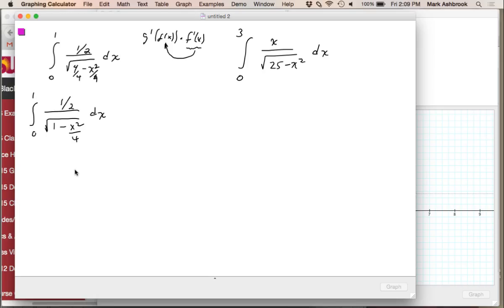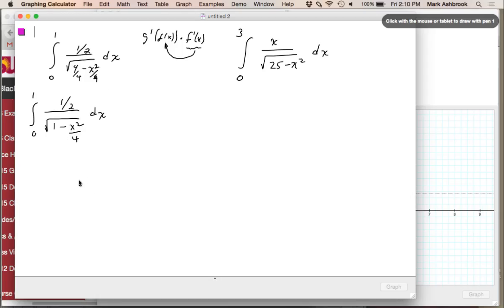So do you see what happened? We needed to get a 1. It needs to be 1 minus something squared for it to be the derivative of arc sine. So I divided the denominator by the square root of 4, and by doing that, it makes that a 1 and makes that x squared over 4 under the radical. And if I divide the denominator by the square root of 4, I've also got to divide the numerator by the square root of 4, which is 2. So I get 1/2 over the square root of 1 minus x squared over 4.